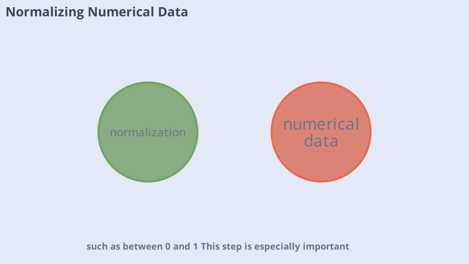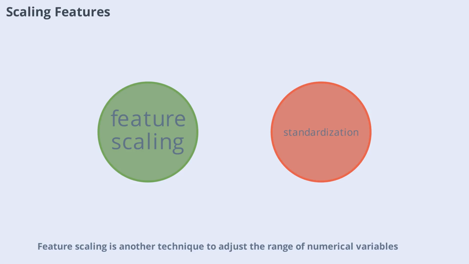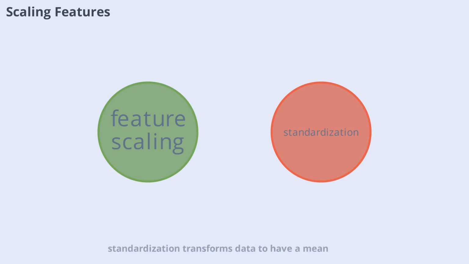This step is especially important for distance-based algorithms like k-nearest neighbors. By normalizing your data, you ensure that each feature contributes equally to the analysis, preventing larger values from dominating the results. Feature scaling is another technique to adjust the range of numerical variables. Unlike normalization, which typically scales values between 0 and 1, standardization transforms data to have a mean of 0 and a standard deviation of 1. This is particularly useful for algorithms that assume data is normally distributed. Applying the right scaling method helps improve model accuracy and convergence speed.